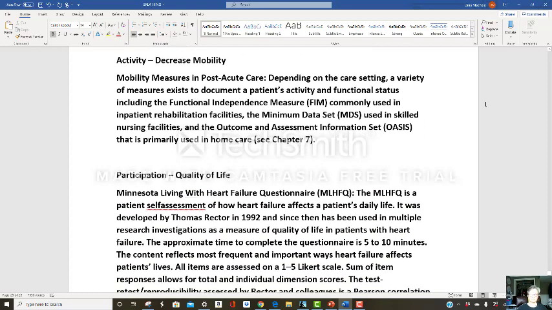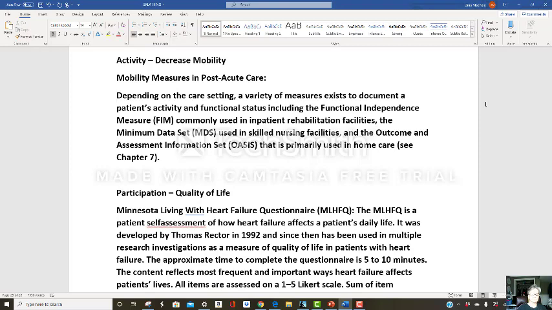Activity: decreased mobility. Mobility measures in post-acute care. Depending on the care setting, a variety of measures exists to document a patient's activity and functional status, including the Functional Independence Measure, FIM, commonly used in inpatient rehabilitation facilities, the Minimum Data Set, MDS, used in skilled nursing facilities, and the Outcome and Assessment Information Set, OASIS, that is primarily used in home care.